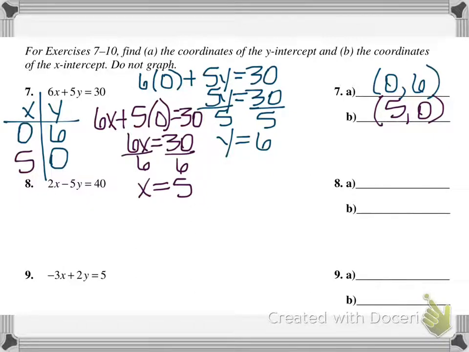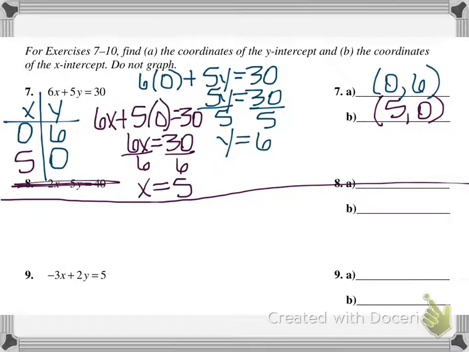So if I was graphing, I've got two ordered pairs ready to go for graphing. When you are going to find intercepts, you find two ordered pairs by plugging in zeros. We could turn around then and use those points to help us graph. But right now we're just practicing finding the intercepts. So we'll skip this one.